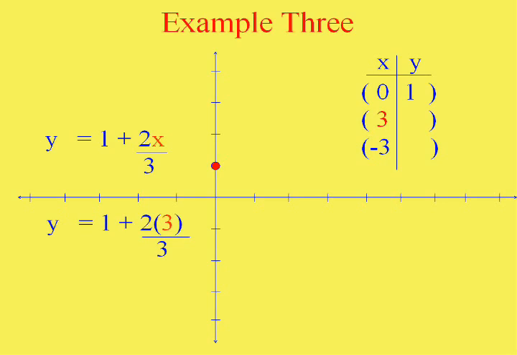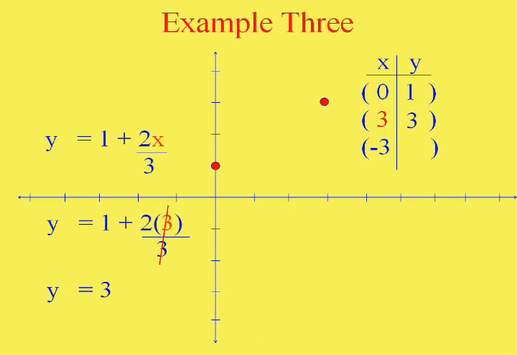Look, the 3's cancel. That's why I put in a 3. And I'm left with 1 plus 2. That's a nice easy number. And I'll graph that. Go over 3 and up 3.